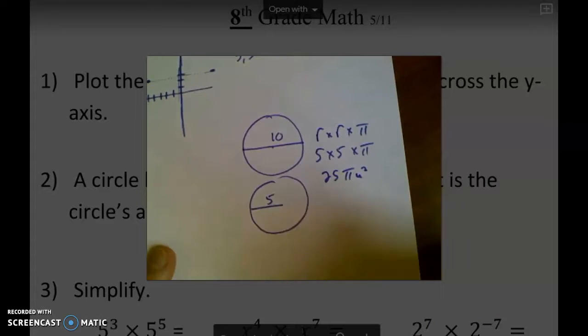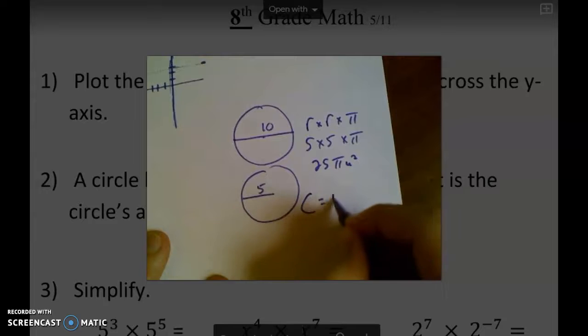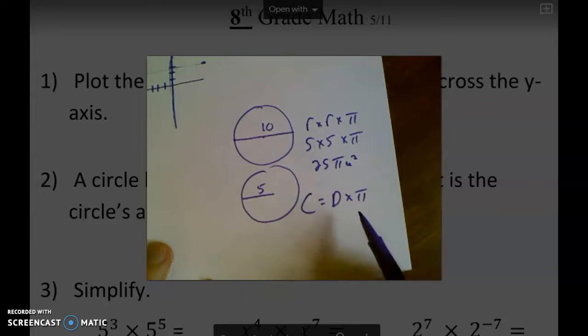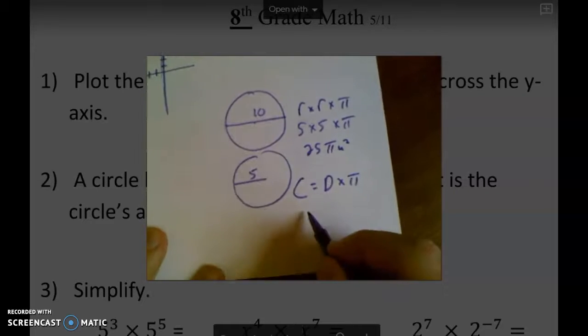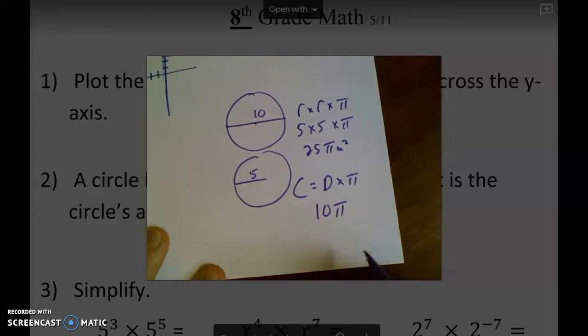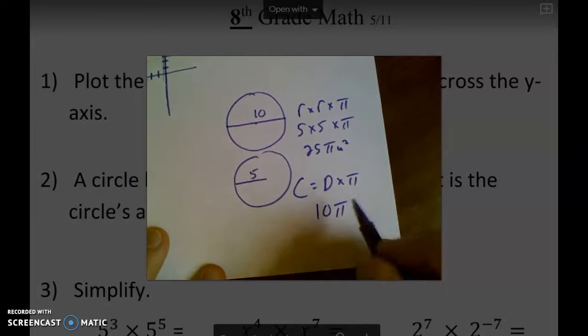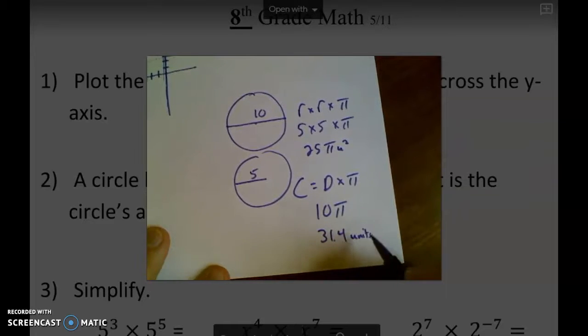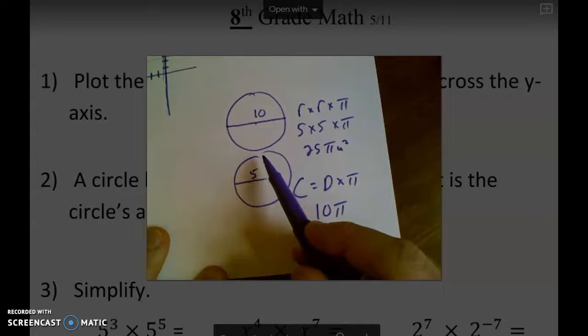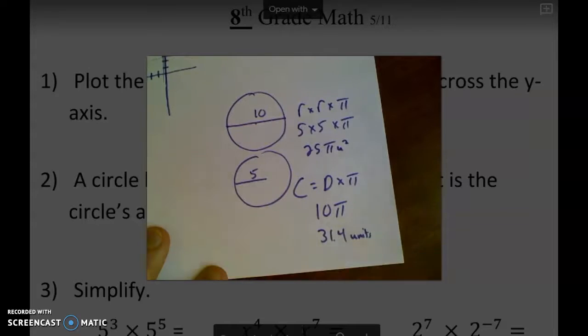And also for the circumference, its formula is diameter times pi. The diameter is given to you as 10, so you could just say 10 pi is your circumference, or you can multiply 10 times 3.14, which is 31.4. And when you label it, it would just be units, not squared, because circumference represents one dimension.